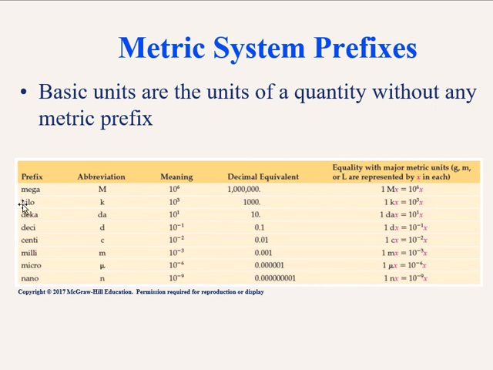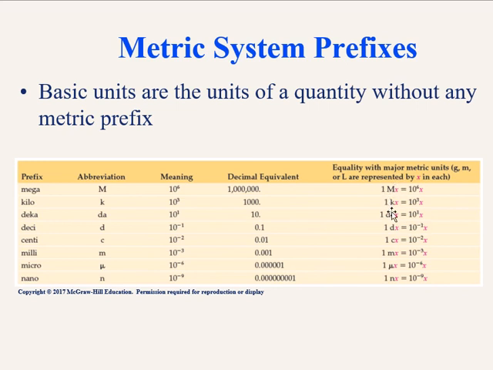A kilo multiplies our standard unit by 1000 or 10 to the 3. The abbreviation for kilo is a lowercase k, and so 1 kilometer equals 10 to the 3 meters or 1000 meters. A deca multiplies our standard unit by 10. The symbol for deca is da, not just d, and it's both lowercase. 1 decameter would be 10 meters.